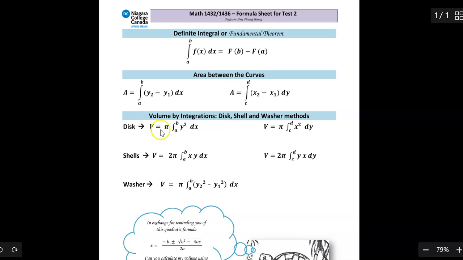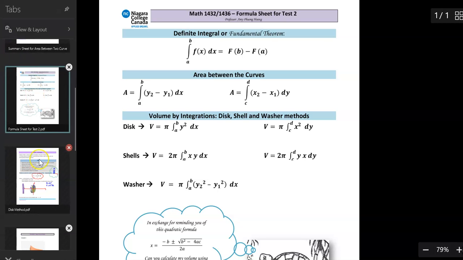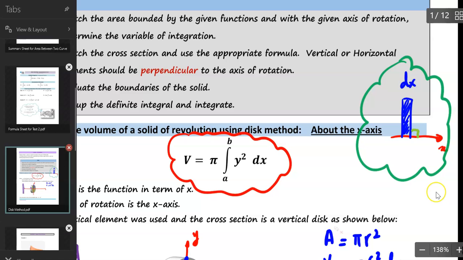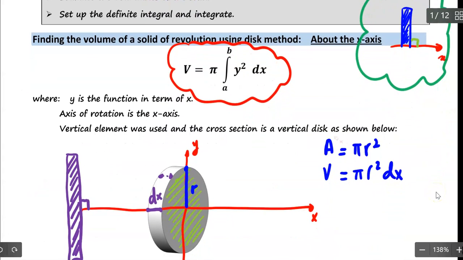Alright, so the first one I'm talking about is this method with the dx. So I hope when I show this formula sheet to everyone, you know why I'm trying to concentrate on the dx, the dy, and we have to remember the concept of using this method. So if you talk about this method, then we talk about perpendicular to the axis of rotation. Okay, so let's go back to our lesson.